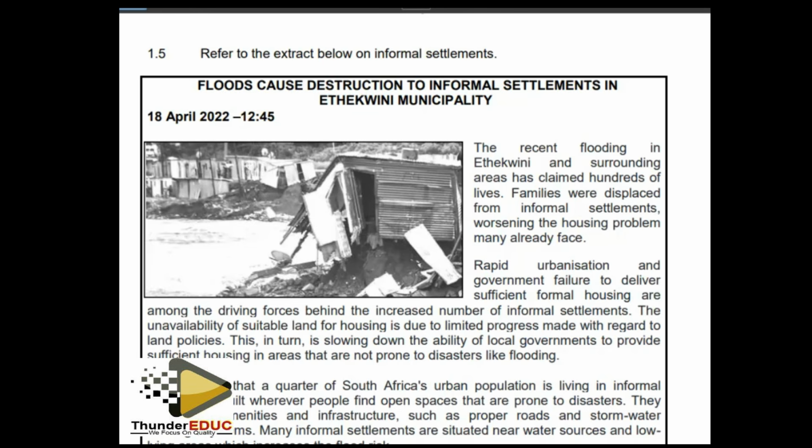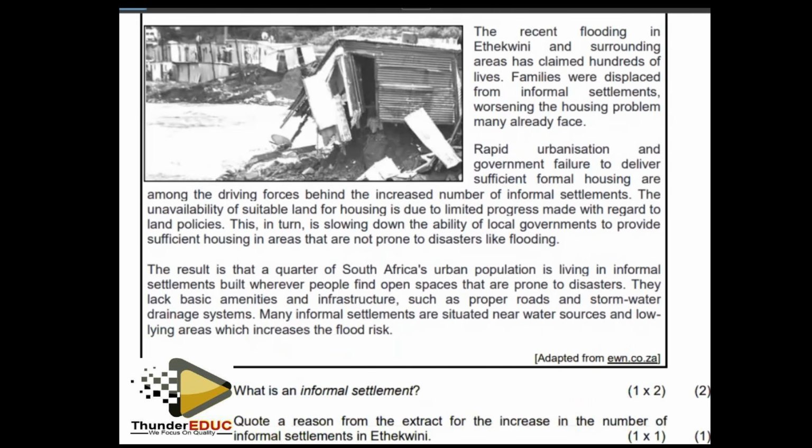Okay. The extract says the result is that a quarter of South Africa's urban population is living in informal settlements built wherever people find open space, which is prone to disasters. They lack basic amenities and infrastructure, such as proper roads and stormwater drainage systems. Many informal settlements are situated near water sources and low-lying areas, which increases the flood risks.